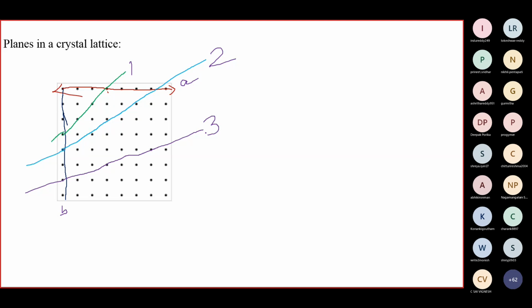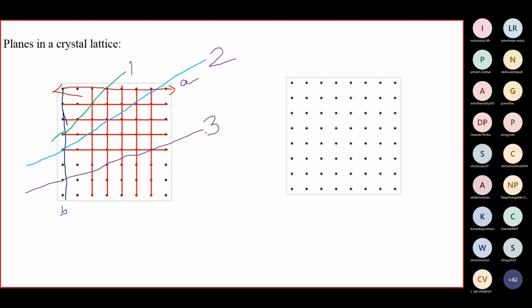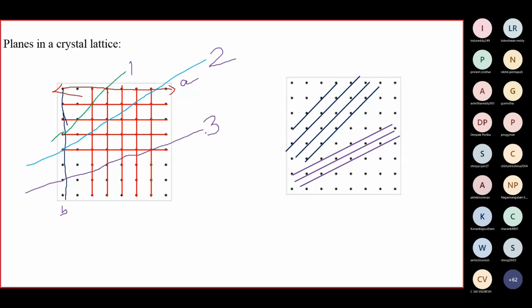What is the use of planes? I will tell later. But basically, in a crystal lattice, we can always define planes. These planes have different characteristics based on the lattice parameters, like this. So we can always define a crystal lattice based on parallel planes, a set of parallel planes, and each set of parallel planes has different characteristics or properties.